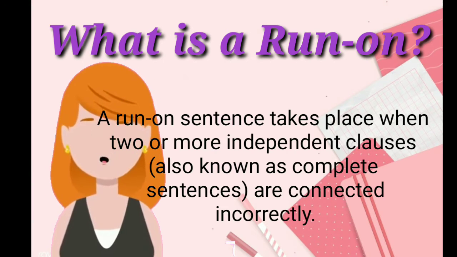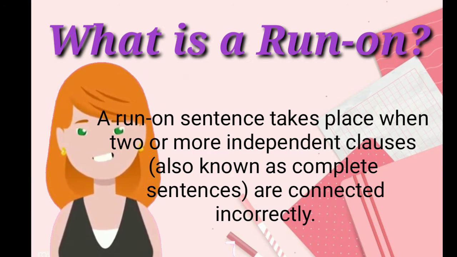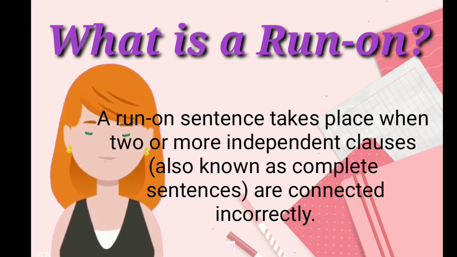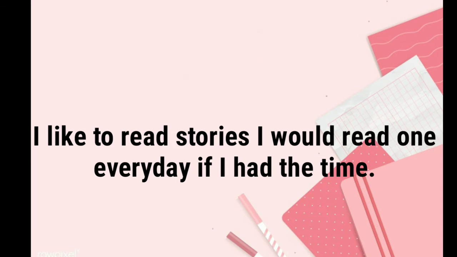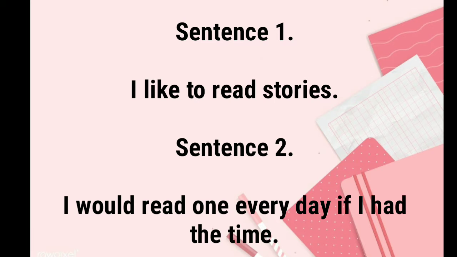A run-on sentence takes place when two or more independent clauses, also known as complete sentences, are connected incorrectly. Example: I like to read stories. I would read one every day if I had a time. As you can see, there were two complete sentences in the above example. It is a run-on sentence since the two complete sentences are connected incorrectly. Sentence 1 states, I like to read stories, while sentence 2 states that I would read one every day if I had a time. Now you may ask what made the sentence incorrect. Well, you'll find out later.